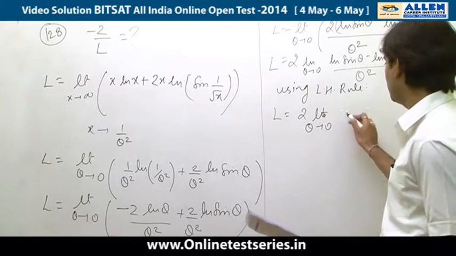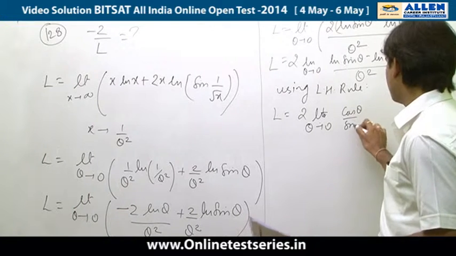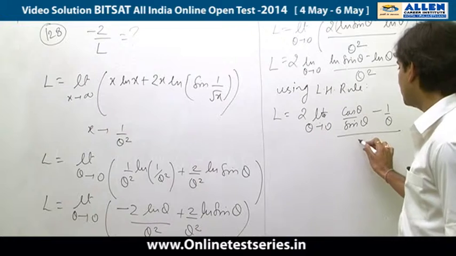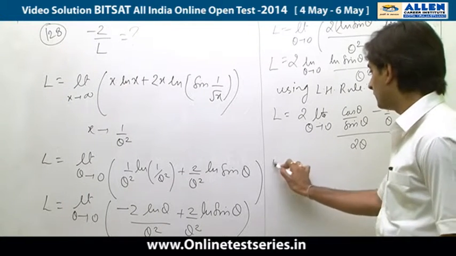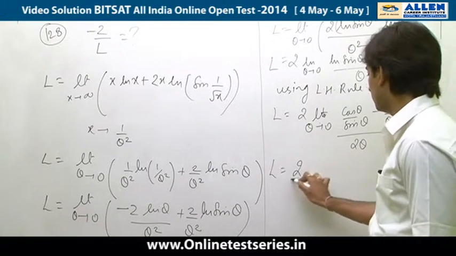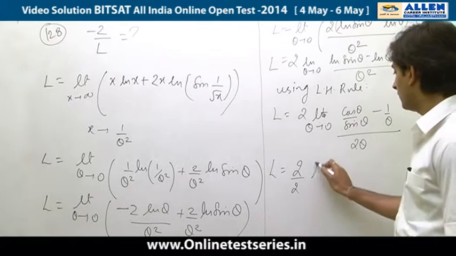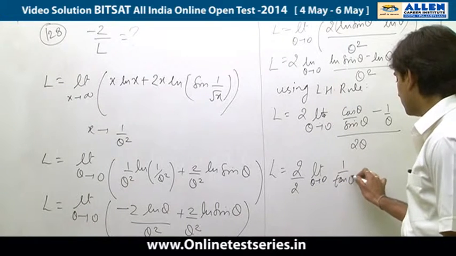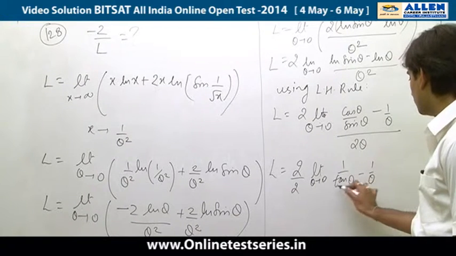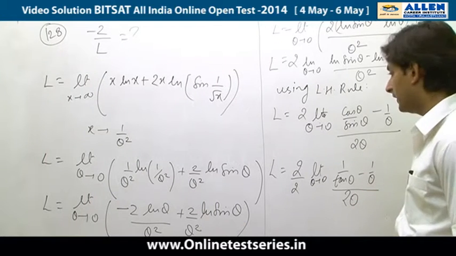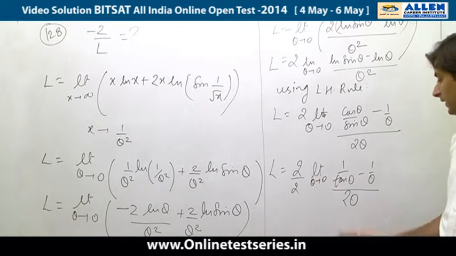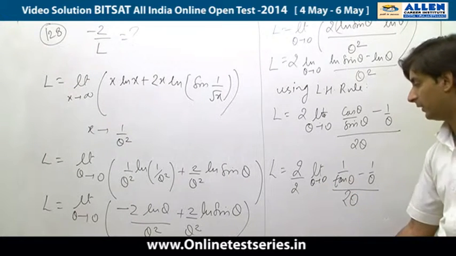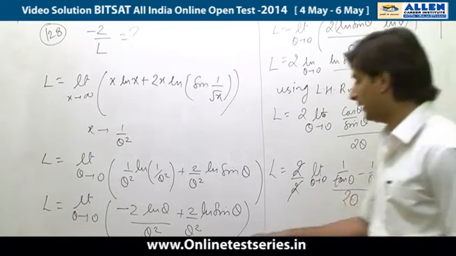The differentiation would be cos theta over sin theta minus ln theta, differentiation would be 1 by theta, and for theta square that would be 2 theta. So the value of limit L would be 2, and this 2 also comes outside. Limit theta approaches 0 of (1 upon tan theta minus 1 over theta) over 2 theta. Now we'll take LCM, and this value will also come in multiplication with this, and 2 and 2 can be cancelled.